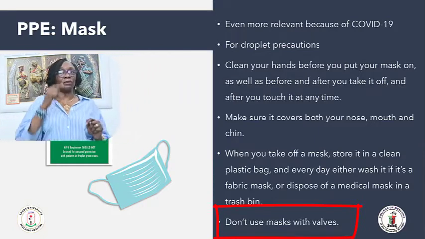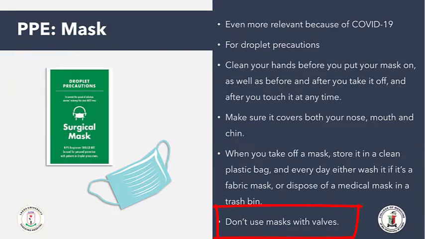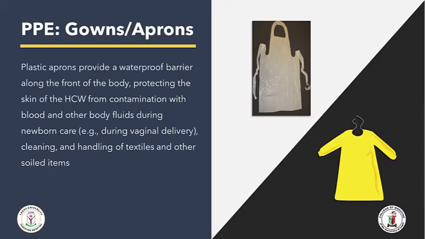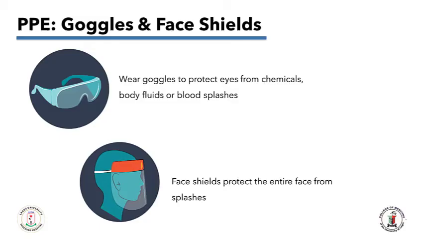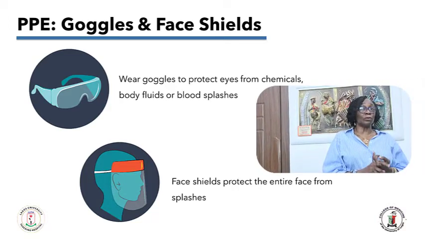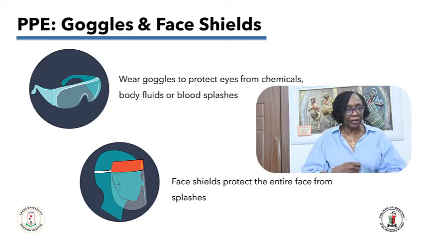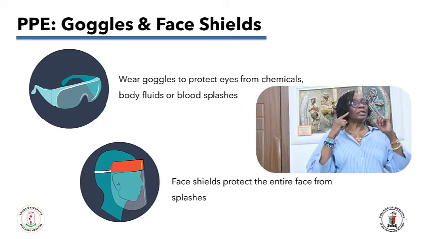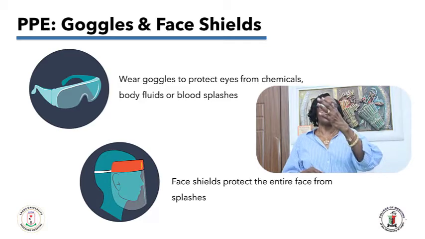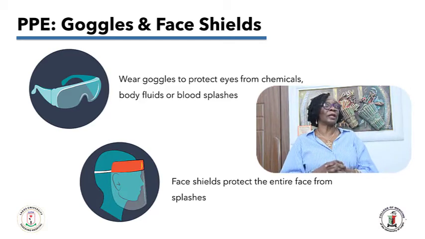Don't use masks with valves. Those masks are called selfish masks because those valves allow droplets from you to go out. It's not protective at all. We also have the plastic aprons, and these are just a waterproof barrier along the front of your body, protecting the skin of the healthcare worker from body fluids. Then goggles and face shield. We use goggles to protect our eyes from chemicals, body fluids, or blood. So when you're cleaning or washing your mops and buckets and so on, please make sure that your eyes are protected. Face shields protect the entire face from splashes as well.